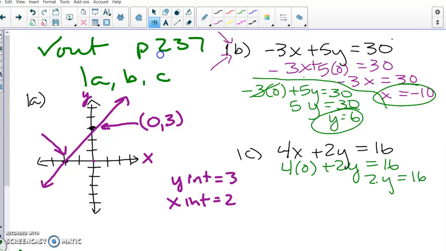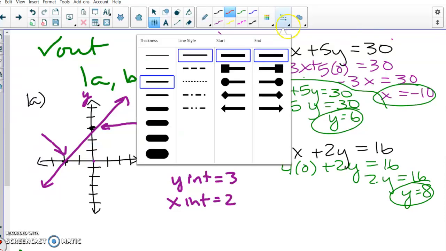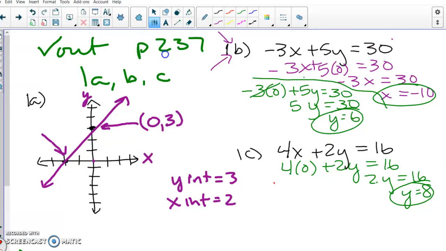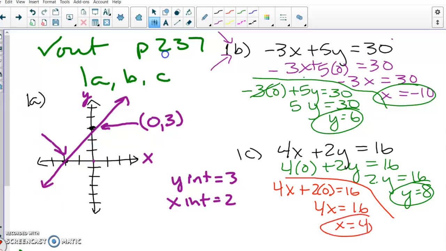2y equals 16, y equals 8. For our y-intercept, we're going to allow y to equal 0 this time. So we have 4x plus 2 times 0 equal to 16. We get 4x equals 16, dividing both sides by 4. x equals 4, for an x-intercept of 4 and a y-intercept of 8.